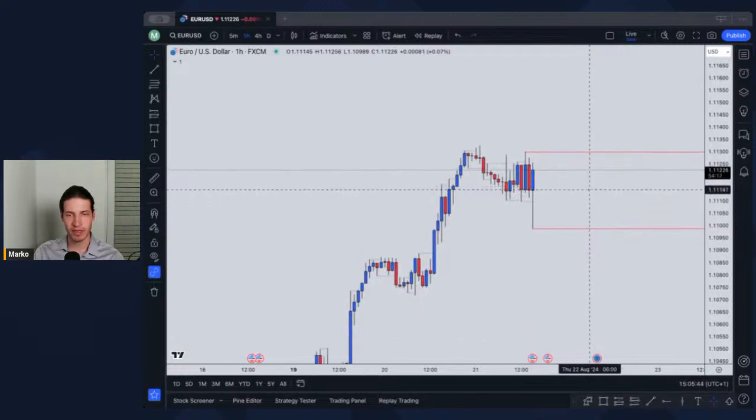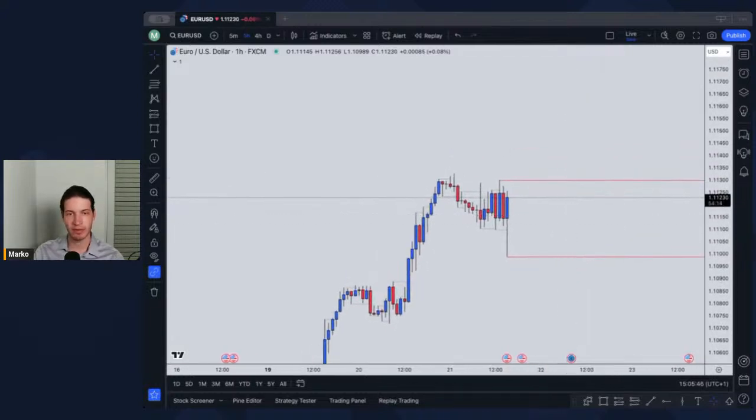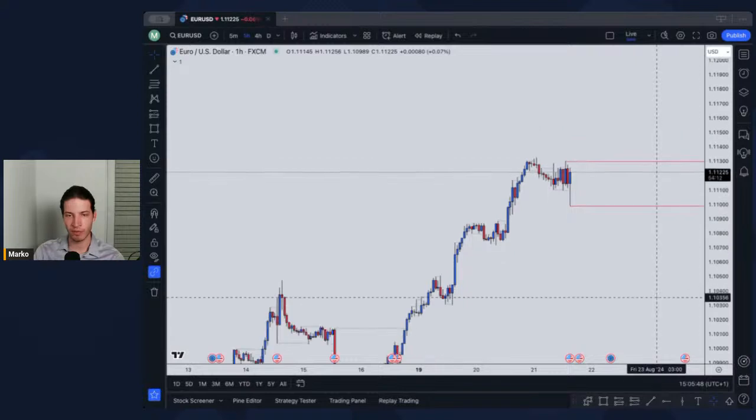What I would like to see for a trending entry is I would like to see price continue with this overall momentum up.